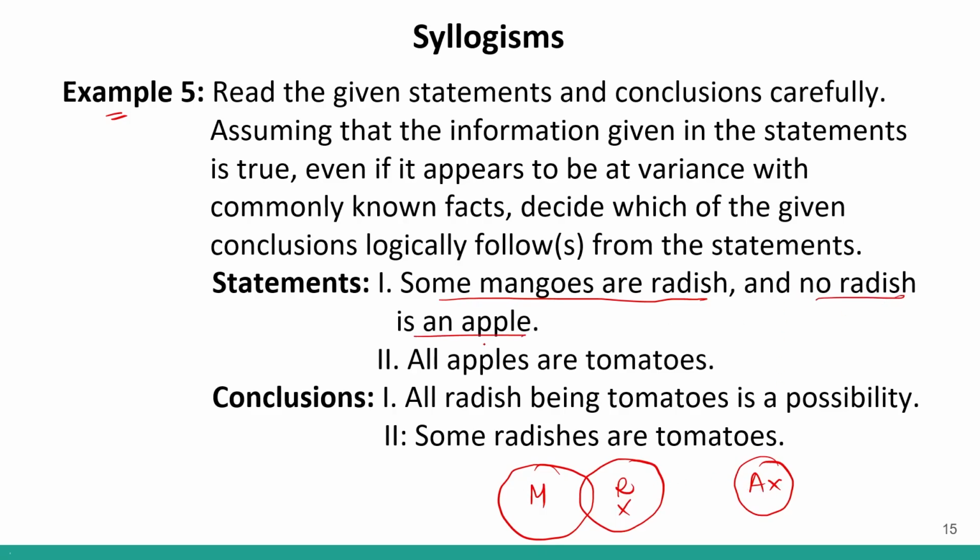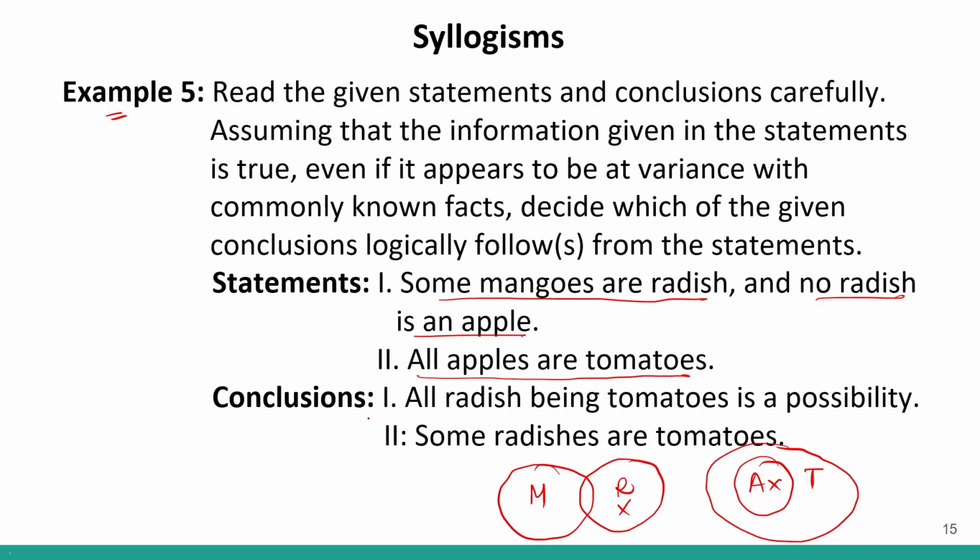No radish is apple. Then it is given to us in statement 2, all apples are tomatoes. That means all apples are tomatoes, T will come over here. All apples are part of T, tomatoes. Correct? So if you look at the question, this is not a logically correct question. This does not make any sense in the real world. But whenever we solve questions with syllogisms, we consider statements to be the universal truth. And that is how we solve the question. So this will be the final Venn diagram. And based on this Venn diagram, I have to say whether these conclusions follow or not.